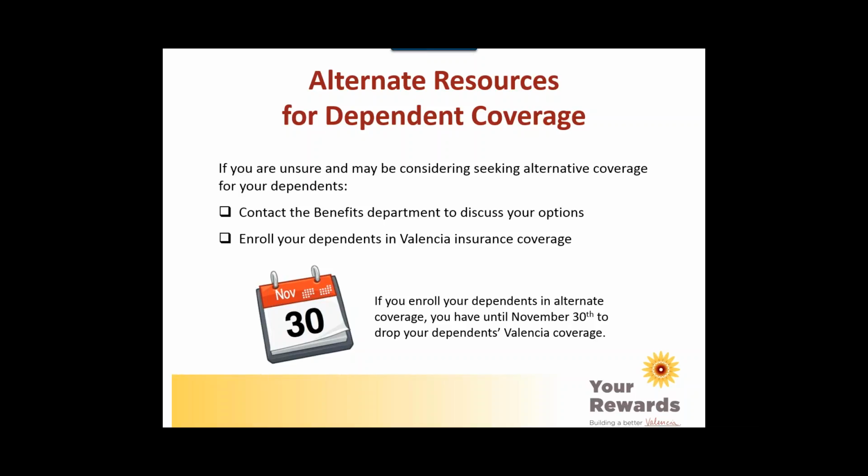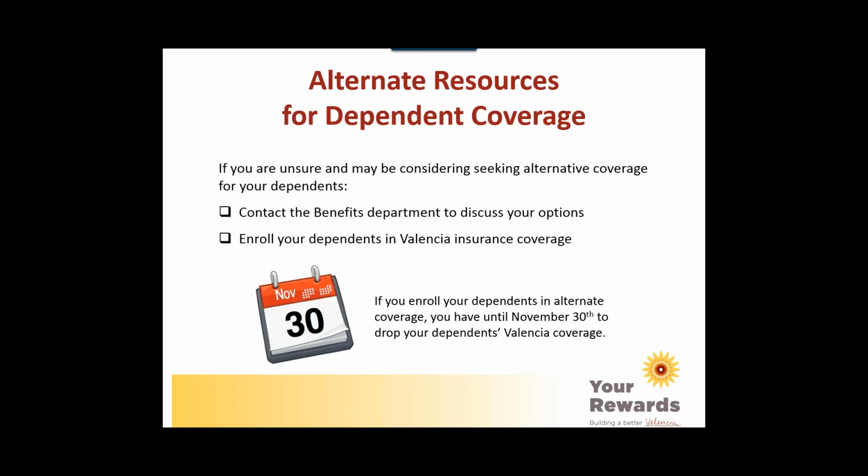Because we're going to give you until November 30th to drop your dependents' Valencia coverage if you find an alternate coverage resource for them. So if you do enroll them in your Valencia insurance coverage by October 30th, then you go out to the marketplace on November 1st to seek other coverage, and you do pick up another policy, you just need to let us know by November 30th. We will allow you to drop your dependent up to that date.